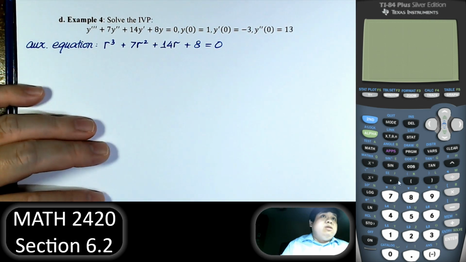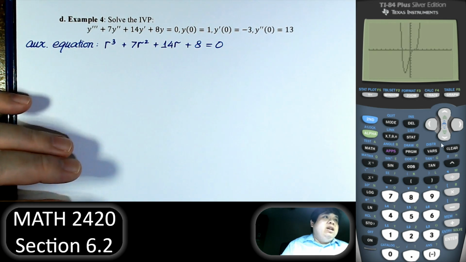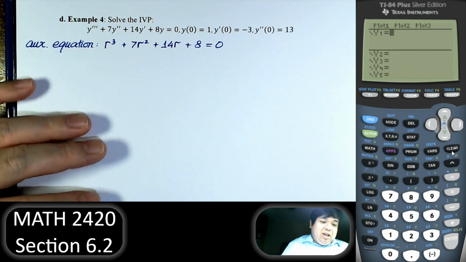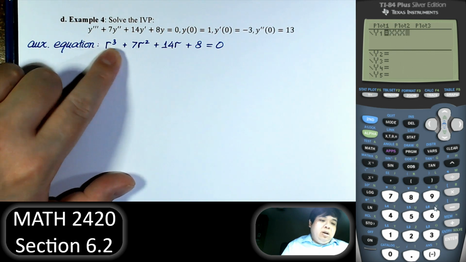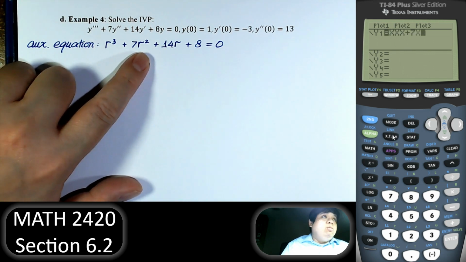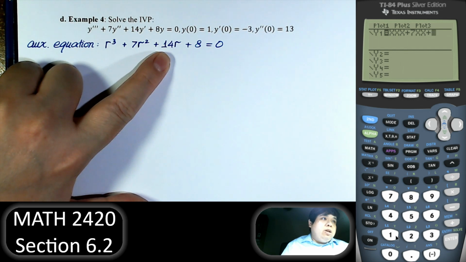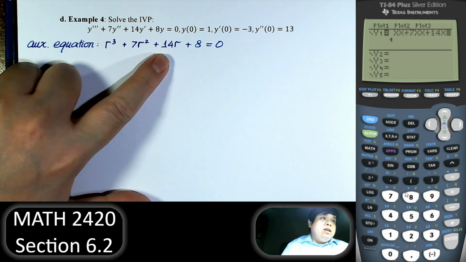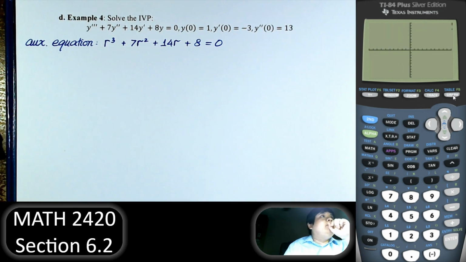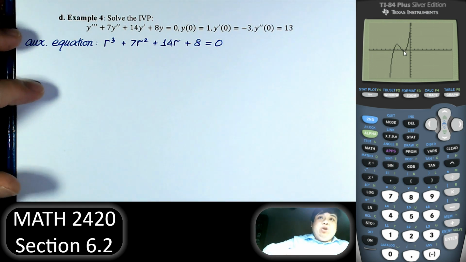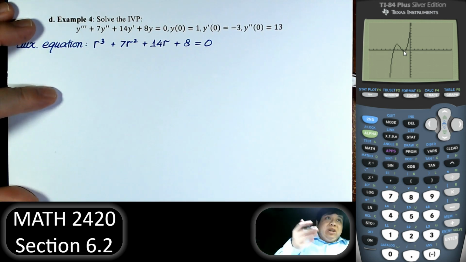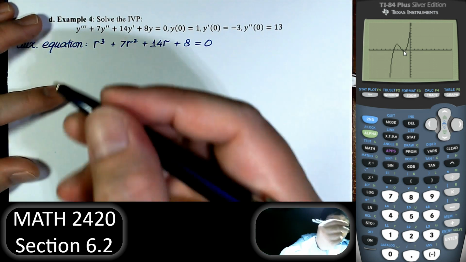Now, of course, anything higher than quadratic, I will just graph it and see the intersection. r cubed plus 7x squared plus 14x plus 8. Let's see a graph. Right, it looks like we have the solutions here are -4, -2, and -1. It looks like that, but we need to check with synthetic division to actually confirm that those are the solutions.